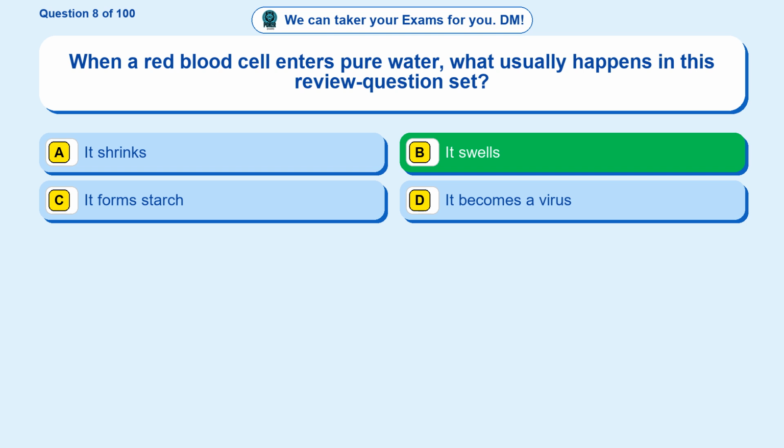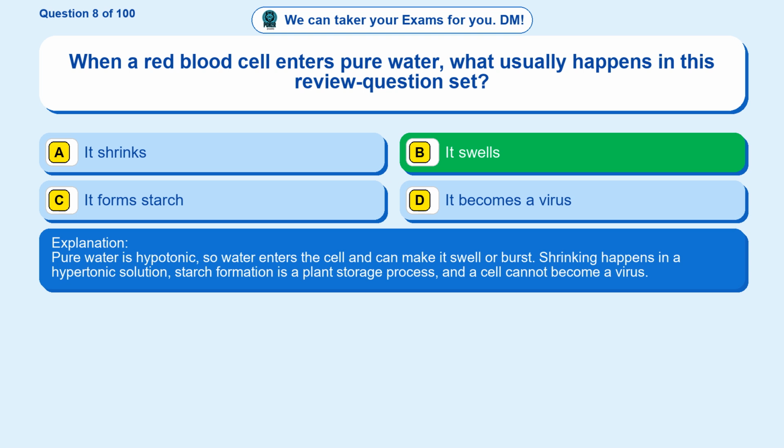It swells. Pure water is hypotonic, so water enters the cell and can make it swell or burst. Shrinking happens in a hypertonic solution, starch formation is a plant storage process, and a cell cannot become a virus.